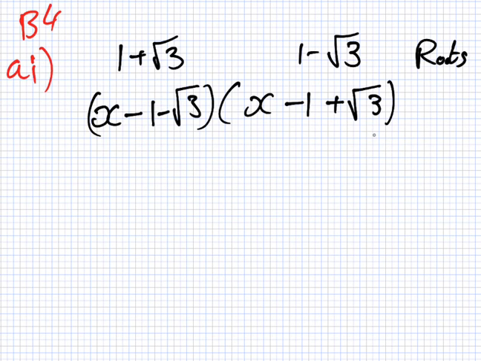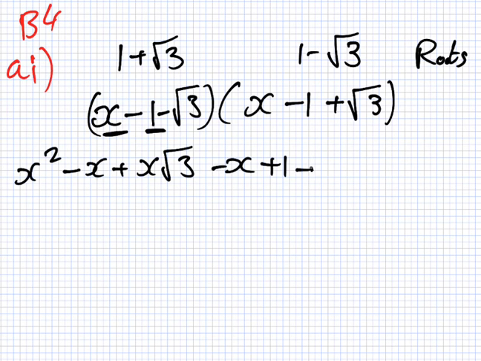Now it's a lot to multiply, but it's just multiplying. So let's multiply by the x first. We get x squared minus x plus x root 3. Now we multiply by the minus 1: minus x plus 1 minus root 3. And now we multiply by the minus root 3: minus x root 3 plus root 3 minus 3. I know it's a lot, but it's just multiplying.